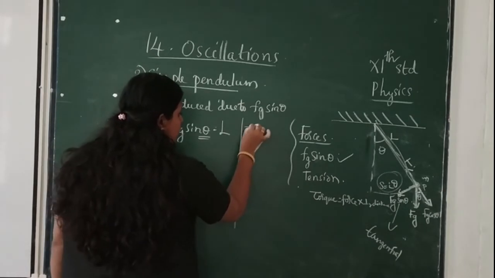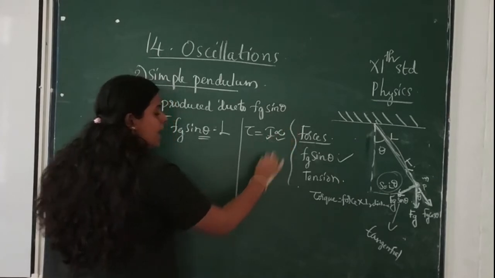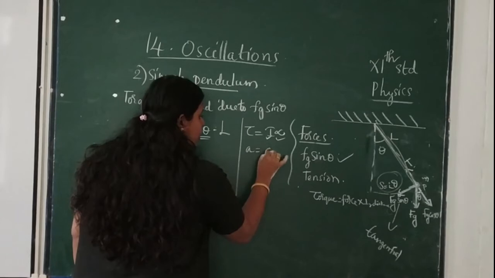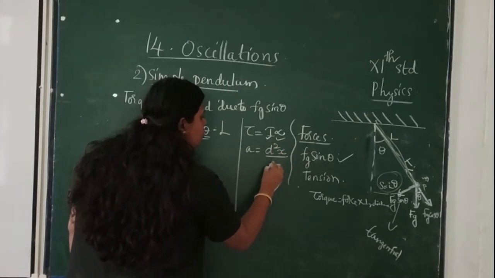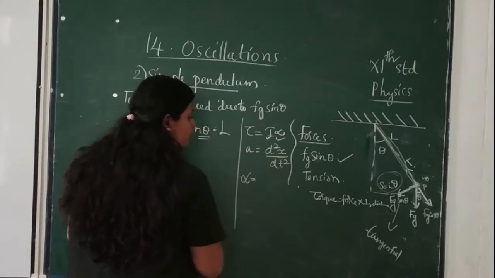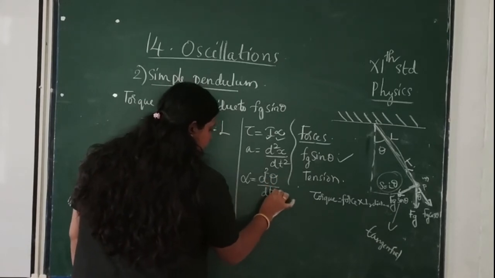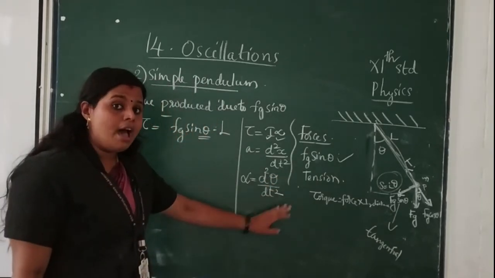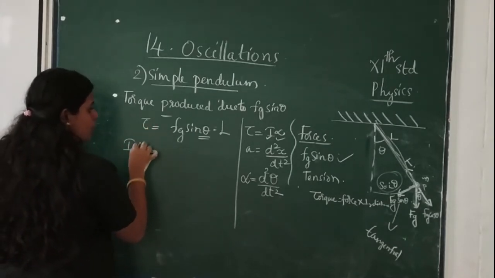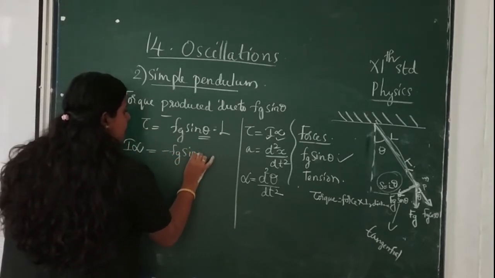Also we have this expression for torque, that is tau is equal to I alpha, where I is the moment of inertia, alpha is the angular acceleration. So for linear acceleration we just wrote an expression before, a equal to d square x by dt square. Clear? In that case we can write a similar expression for angular acceleration, alpha equal to d square theta by dt square, where theta is the angular displacement. So if we balance this expression with I alpha, we give I alpha in place of torque. So I alpha equal to minus Fg sin theta into L.